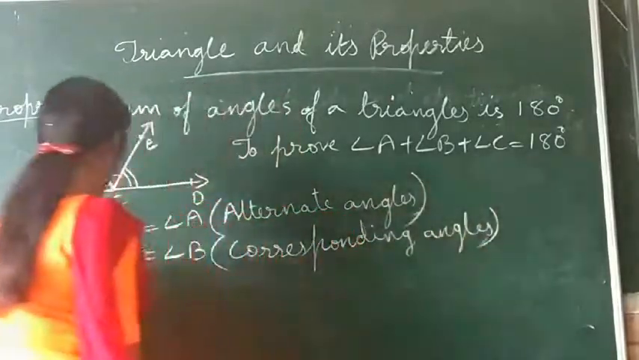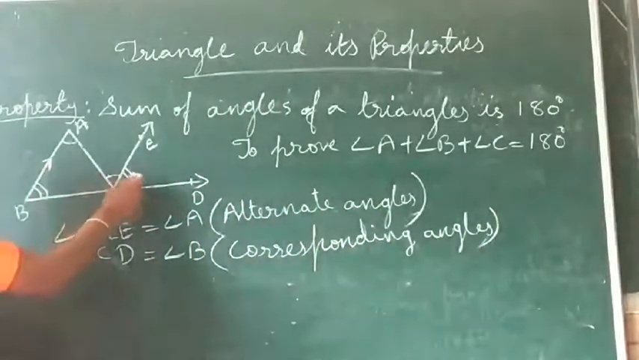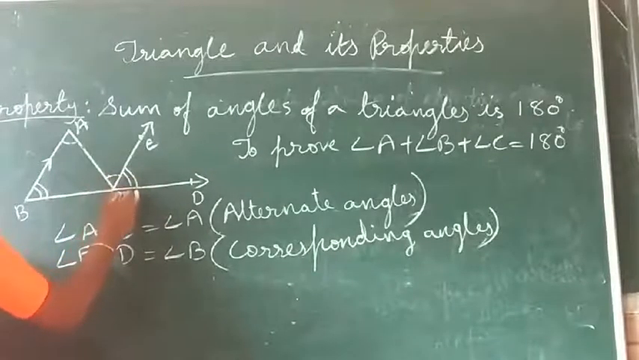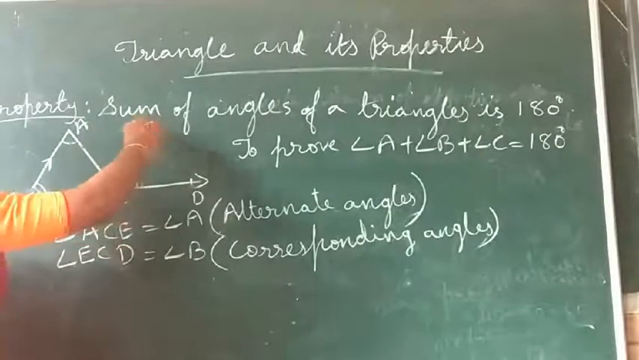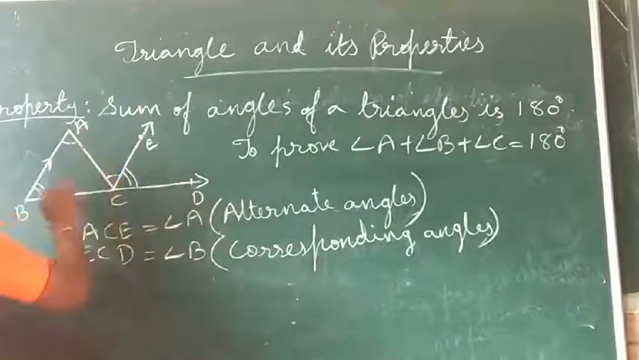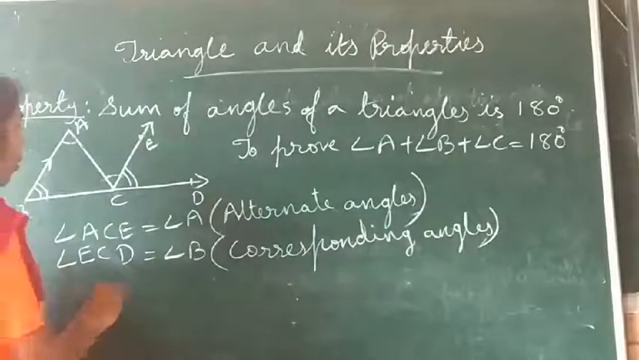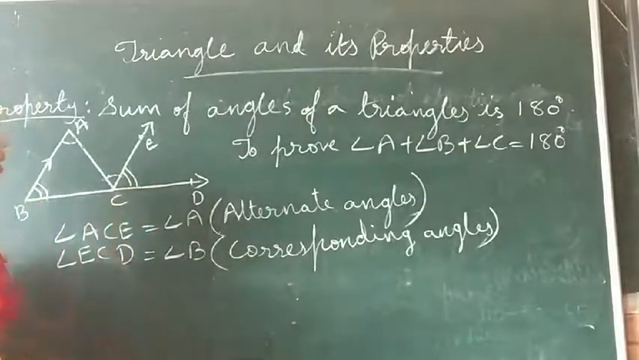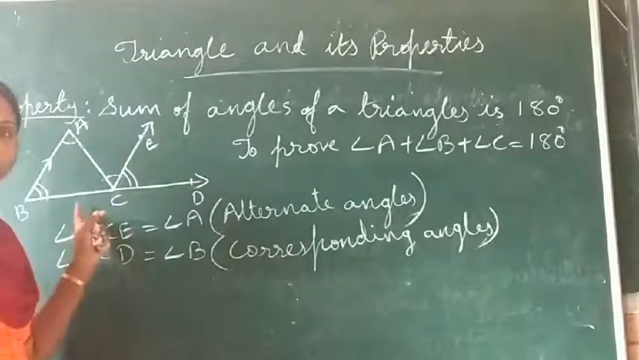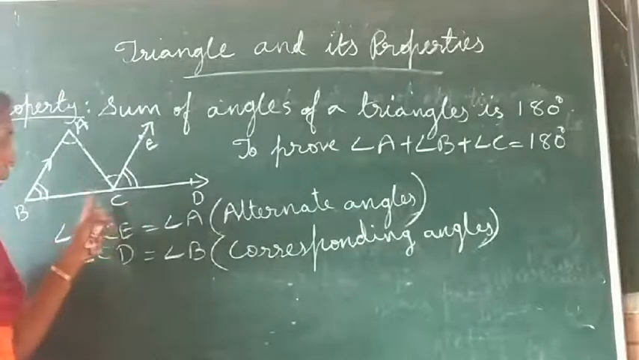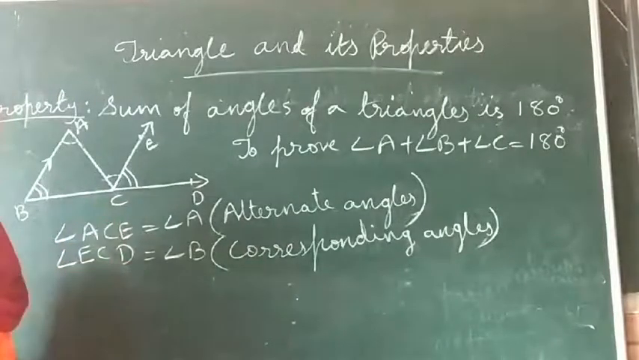Now, at this vertex C, there are three angles: angle ACE, angle ECD, and angle ACB, or simply angle C of the triangle ABC. At this point, there are three angles, and we know that the sum of all angles on a straight line at a particular point is equal to 180 degrees.